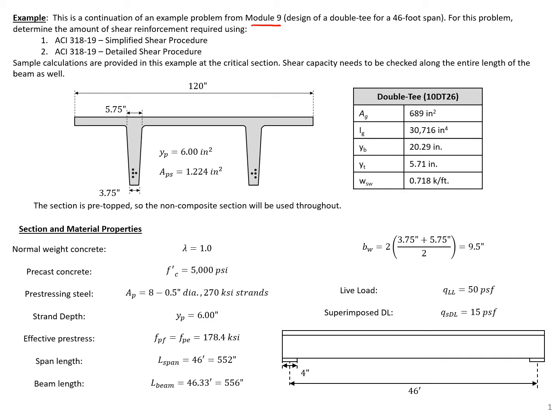From our flexure design, we found that we needed this double T section, the 10DT26. I give us our section properties, and I also give us some information that we had from our flexure design. So during the flexure design, we determined our strength of the precast concrete, the prestressing area required, 8 half-inch strands, the depth of that steel, the effective prestress, so the stress in the prestressing after all of our elastic shortening losses, and then I also give us some information on our span length, our bearing details, and our live load and superimposed dead load.